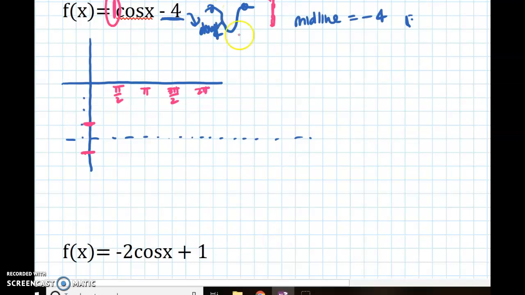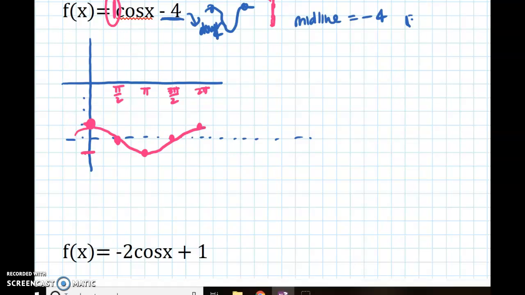So cosine starts at the top and ends at the top. So we start on the top at 0, this time negative 3. Then we go to the middle. Then we go down to the bottom at the minimum. Then we swing back up. So now we're going to go to the middle again and then back to the maximum. And that would be 1 period of a cosine graph.